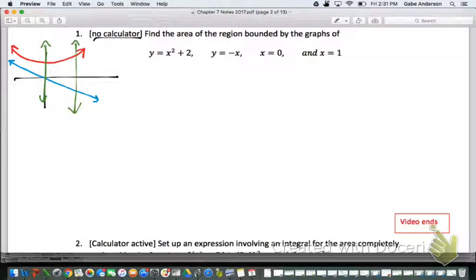I'm going to erase all that gray stuff, but that's the region we're going to try to find the area of. So what I'm going to do now is I'm going to write in a representative rectangle. I'll just put it out here in the middle somewhere. And I'm going to try to calculate the area. Again, keeping in mind that this is a no calculator question. So area equals integral from where to where. Let's start with that.